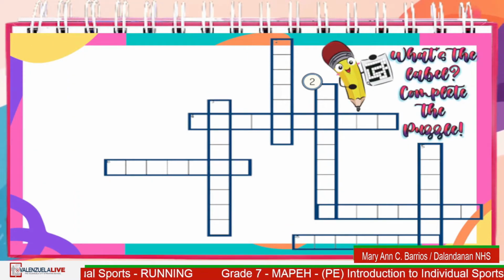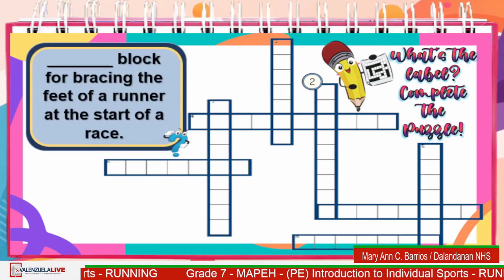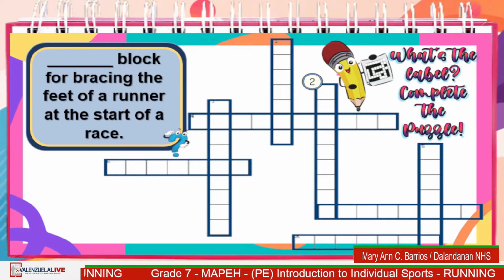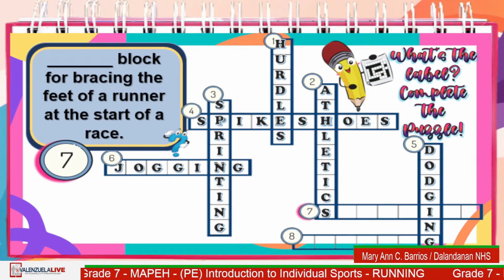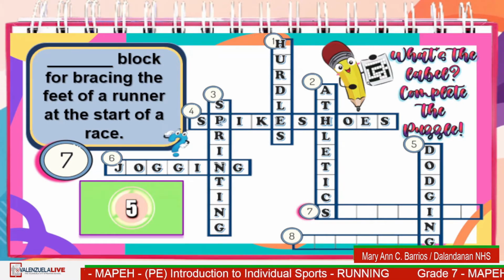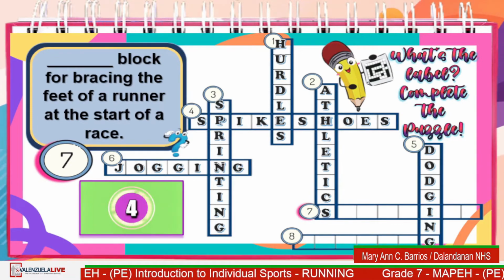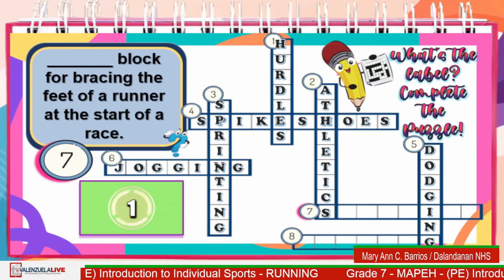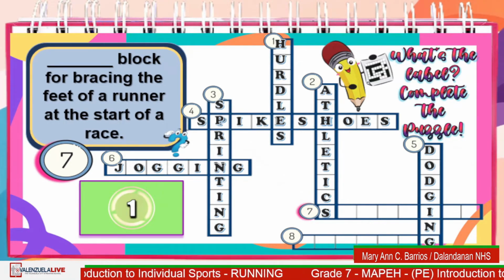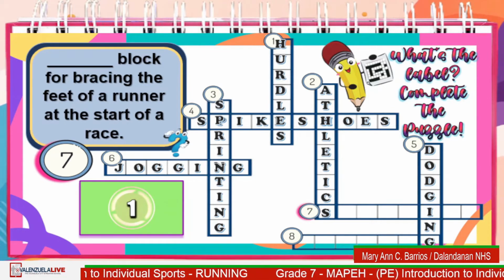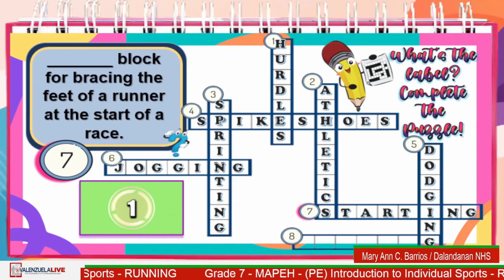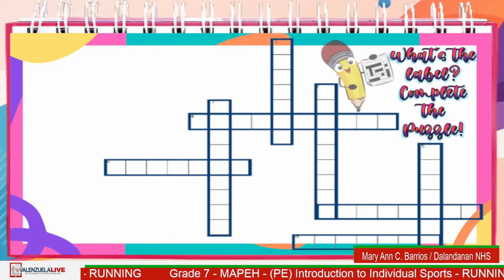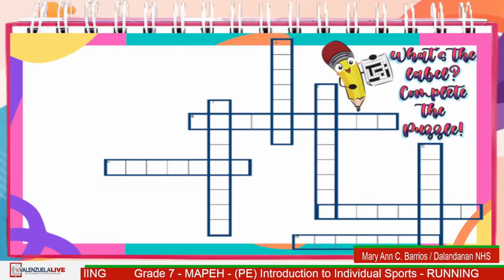Number 7. Starting block for bracing the feet of a runner at the start of a race. Timer starts now. Time is up. The answer is starting block. Awesome.